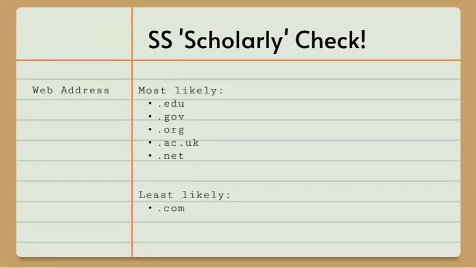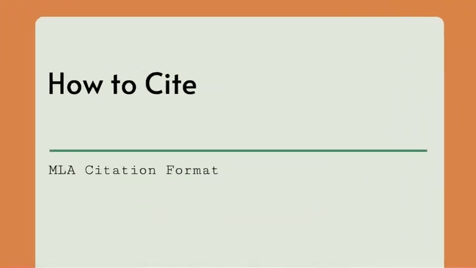Great. So how to tell if a website is scholarly? Mainly, check the domain. If it ends in .edu, .gov, .org, .ac.uk, .net, etc., it's likely credible. But if it ends in .com, that's usually a sign it's not. That's very general. Anyone can have a .com domain. It could be okay, but you need to check with me first if you're unsure. When in doubt, always reach out.